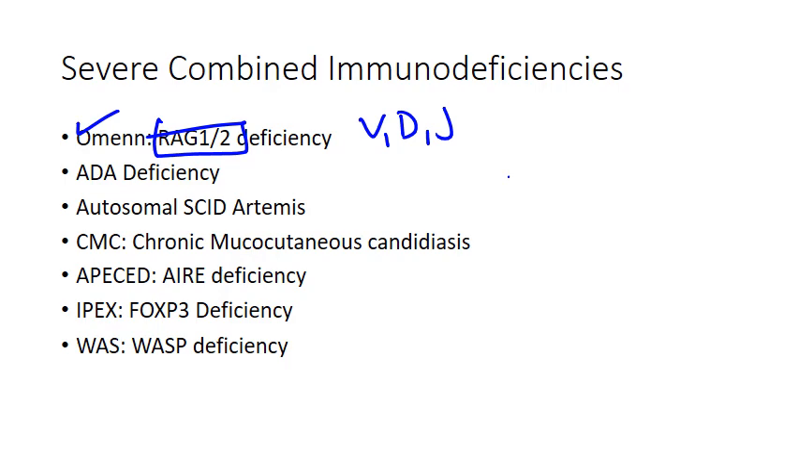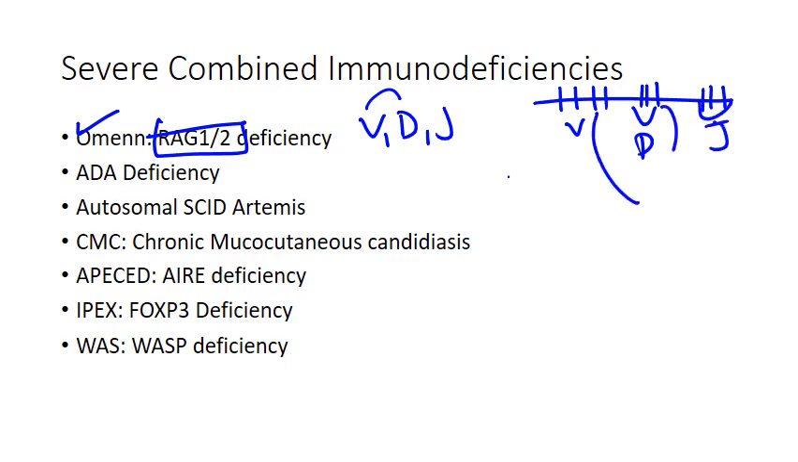So this is literally what enables us to say, here's my gene, and here's all my V regions, here's my D regions, and here's my J regions, right? RAG is what's going to let me take this V, this D, and this J to make a complete heavy chain or beta chain. So if I'm deficient in RAG, I can't make heavy chains or beta chains. I also can't make light chains or alpha chains. Really, I can't make anything.